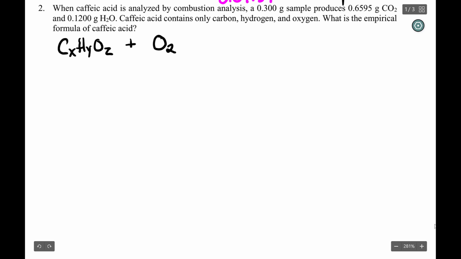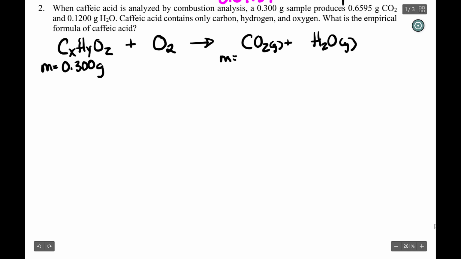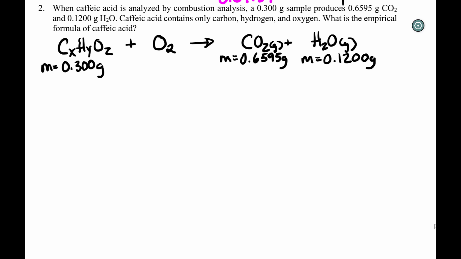So we're going to be reacting that with oxygen. It's still only producing CO2 gas and H2O gas. Now, it says we are starting with a mass here of 0.300 grams. The CO2 has a mass of 0.6595 grams, and the water has a mass of 0.1200 grams. So before I start, I want to lead you through how to solve it just verbally.